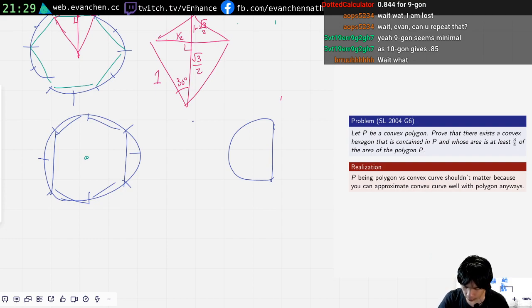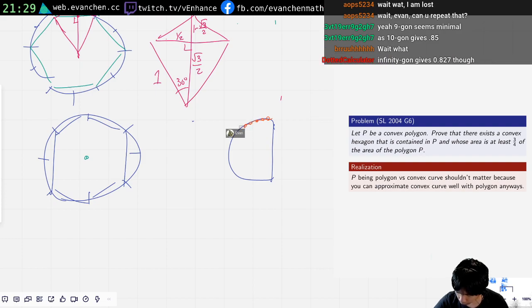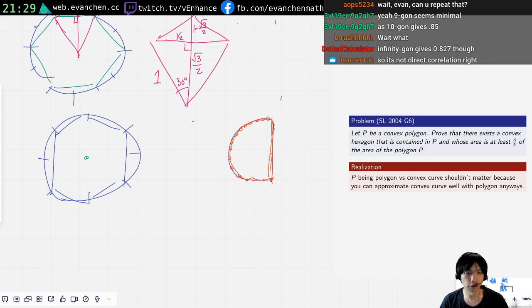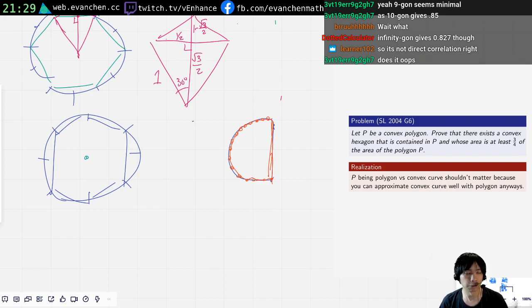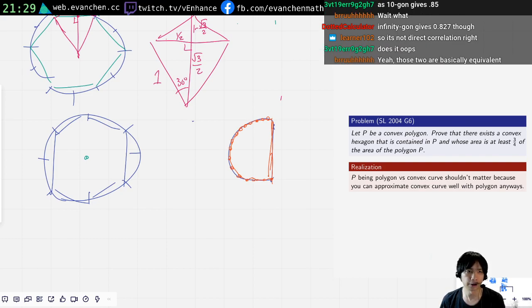I can draw a polygon with a lot of sides. It's sort of the same reason I could have approximated a circle with a polygon. Actually, any convex curve I can approximate by a convex polygon. And what that means is if the problem is true for a convex polygon, it is probably also going to be true for just a convex curve, period. The fact that it was a polygon shouldn't matter, and it's probably only there because it's a high school contest and you don't want to define the word convex curve, so you just say polygon.